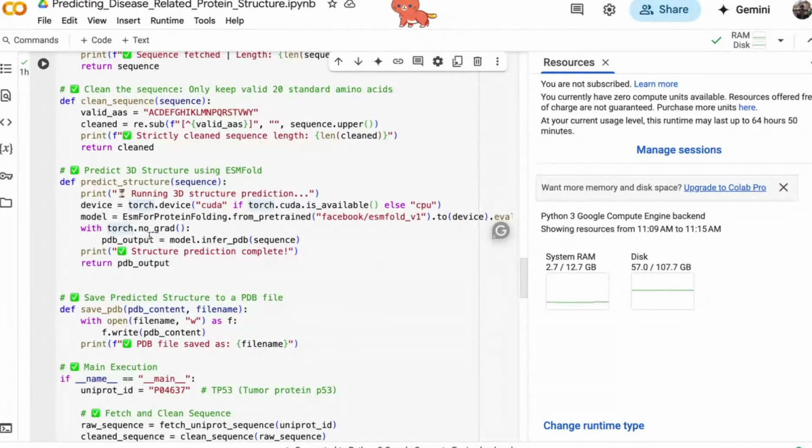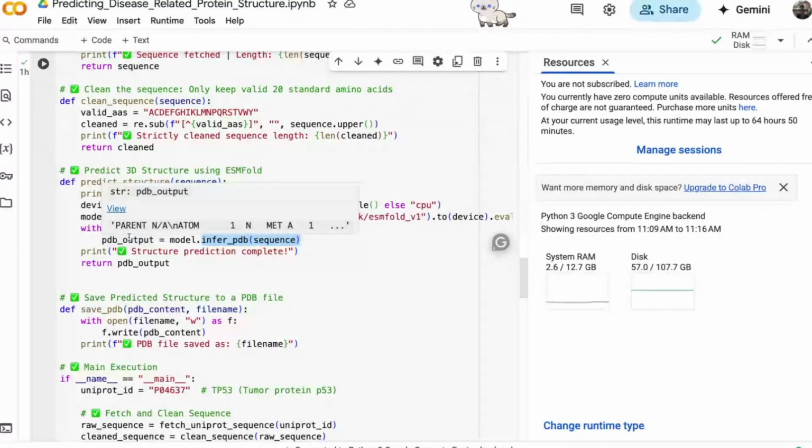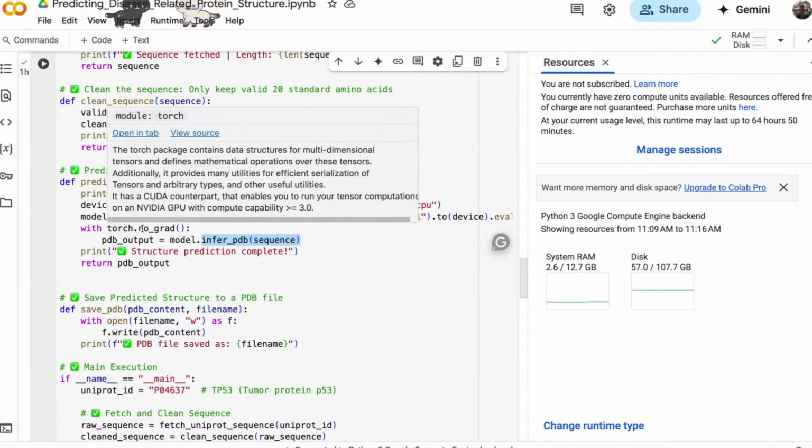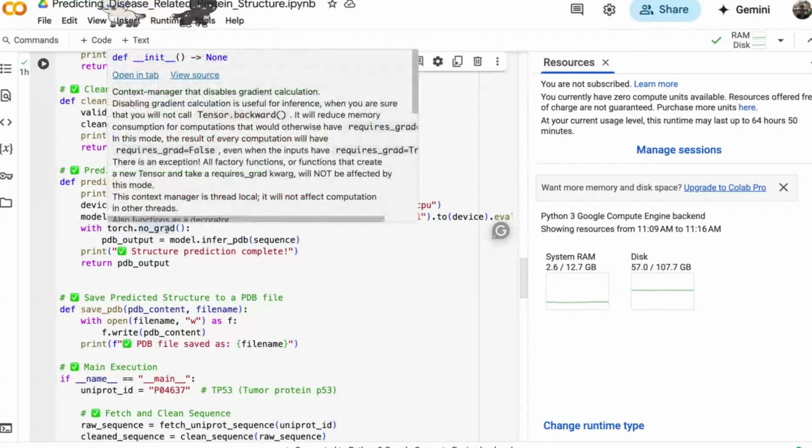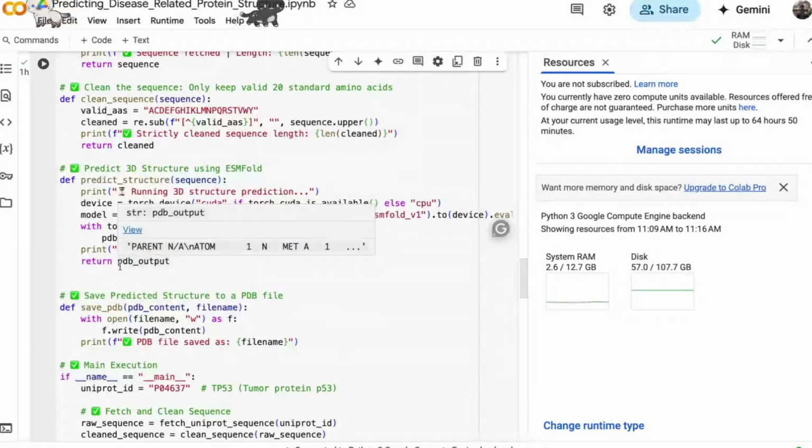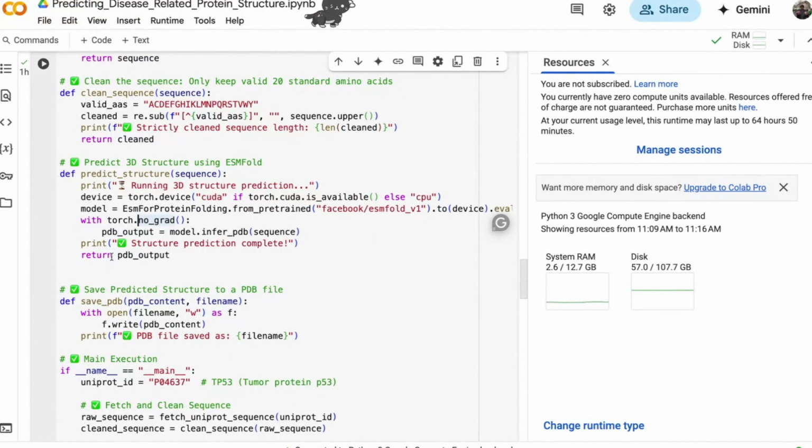Then it will perform the operation where it infers the PDB of that particular sequence. Inferring the PDB step does nothing but infer the protein structure information of that particular protein sequence. So what a no-grad function basically does is remove the overhead of gradient tracking, and you are able to get a fully formed structure of that protein sequence, a fully reliable protein structure, right?